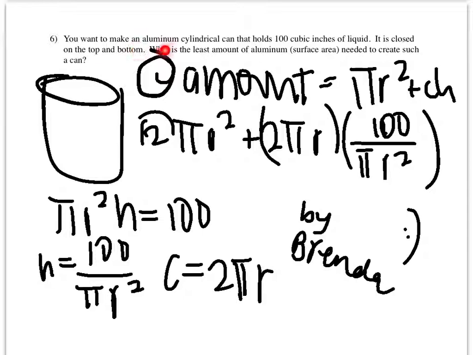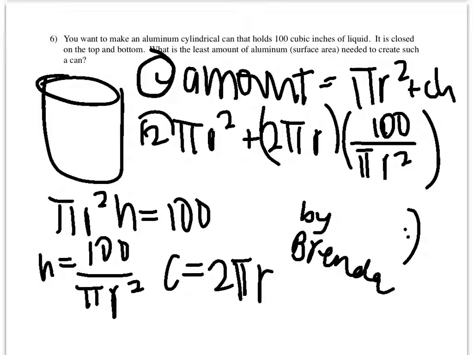So in this problem, we need to find the least amount of aluminum surface area needed to create such a can that we have drawn here. Okay, so the amount of aluminum is represented by this equation: pi r squared, which is the base, the little circle at the bottom, plus the circumference, going up, times height. So that's why circumference times height.